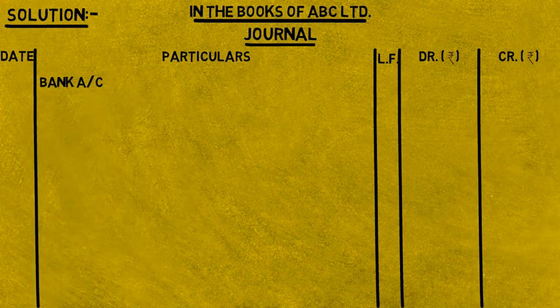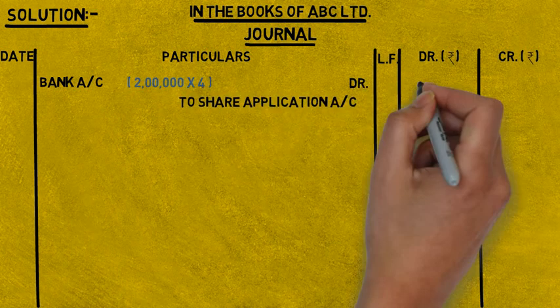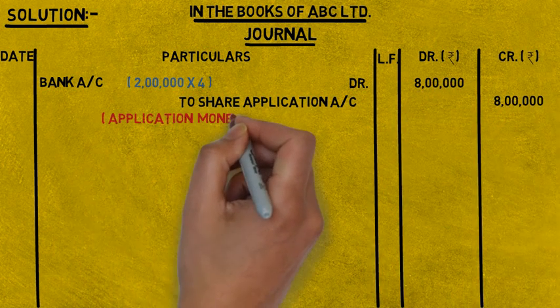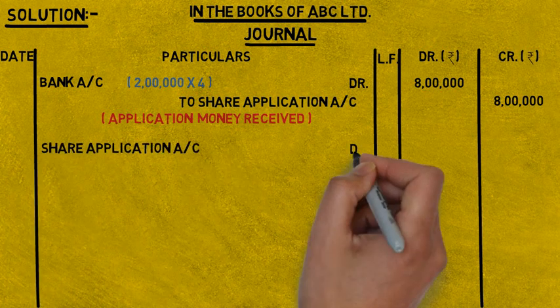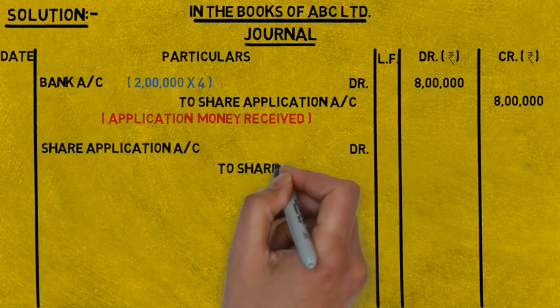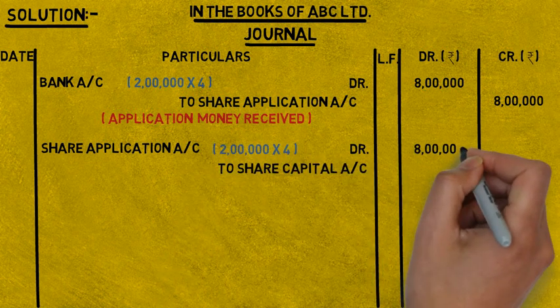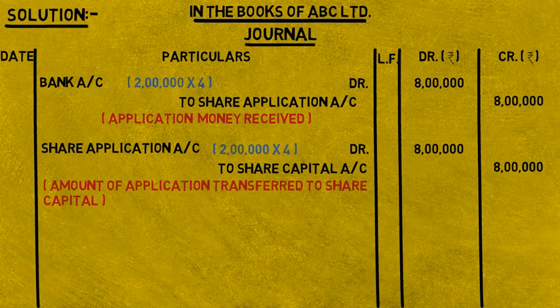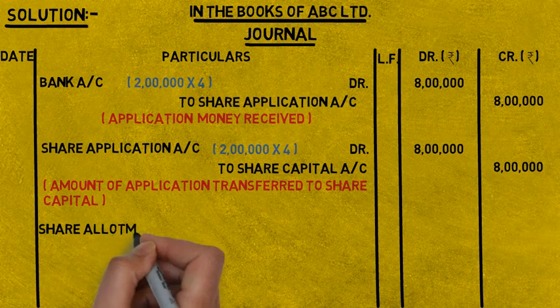The first two entries will be the same as we have seen in the previous examples. That is, bank account debited to share application account, and share application account debited to share capital account, by multiplying the number of shares into the called value of application. That is 2 lakh shares into 4, which will be 8 lakh rupees. Now the effect of premium will be shown when the company makes the allotment due.